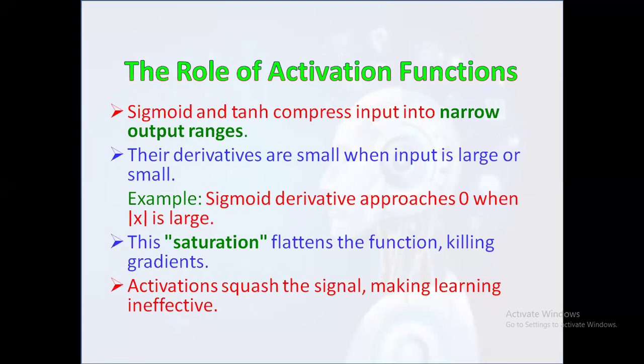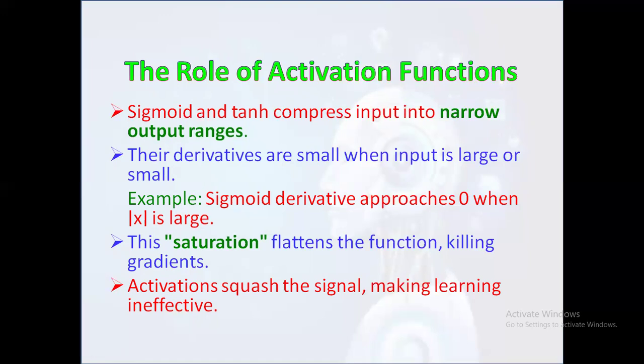This is because the function output saturates in these regions, and a flat slope means no significant change in the output relative to input. For example, the sigmoid derivative approaches 0 when the modulus of x is large. For values of modulus of x greater than 3, the sigmoid function produces an output extremely close to 0 or 1, and its derivative is almost 0. This low sensitivity to input changes effectively kills the gradient at that point. This saturation flattens the output, killing gradients.